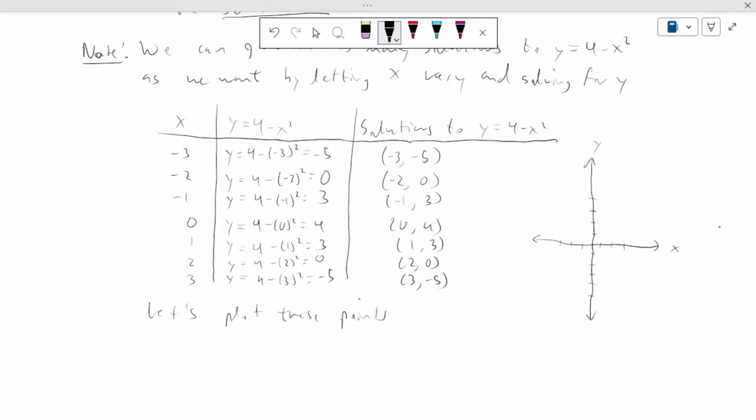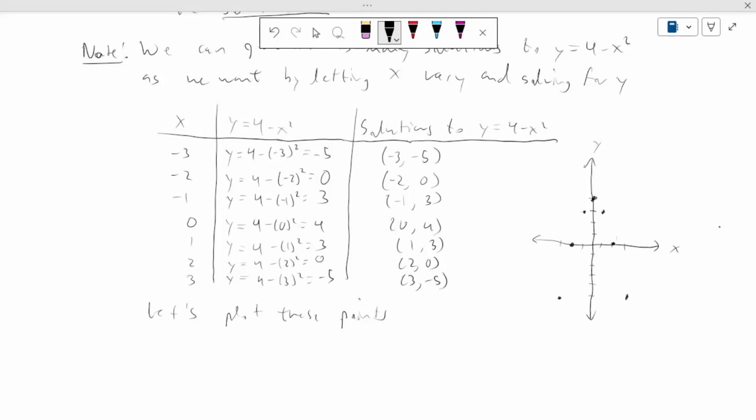When x is -3, we're over here at -5. When x is -2, we're over here at 0. When x is -1, we're over here at 3. When x is 0, we're over here at 4. When x is 1, we're over here. Am I going too fast? No. We've all graphed things before. I just want to make sure I'm not going too fast here. So when x equals 2, we're at 0. And when x equals 3, we're at -5. So those are the solutions that we found, right?